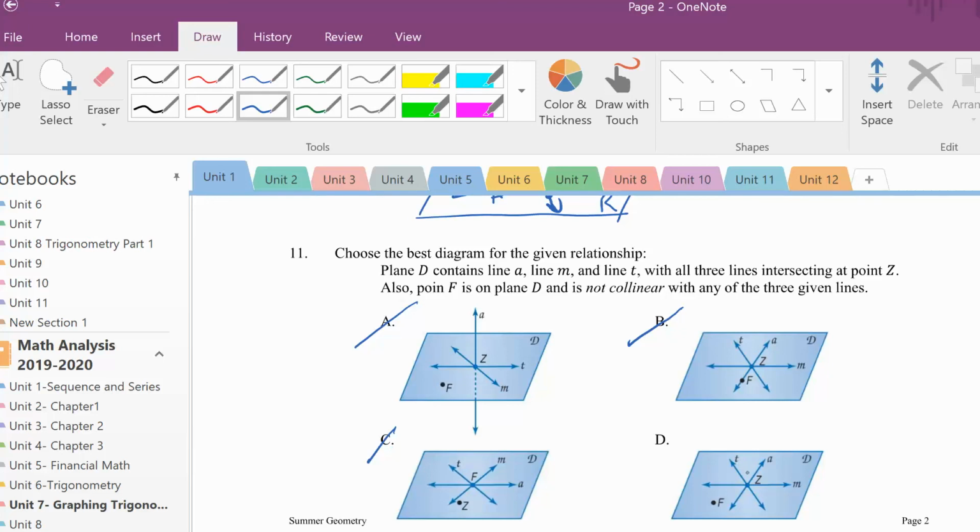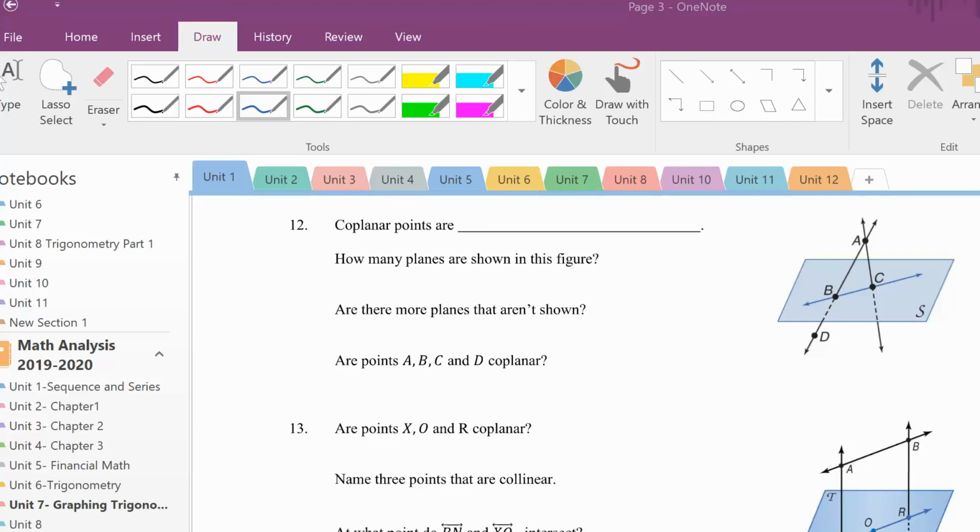And so here, this is the only one with the three lines that intersect at point Z, and also F is not on any of the three lines. So D is your final answer. So if we talk about coplanar points, like collinear, except now we're talking about planes, they're points that are on the same plane.